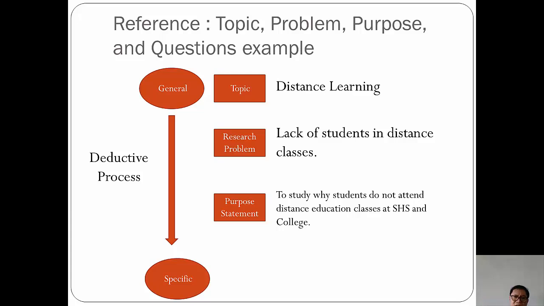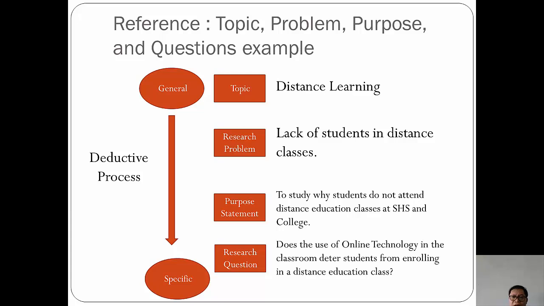Then you narrow down. This is now your last, the research question: does the use of online technology in the classroom deter students from enrolling in the distance education class? So, your source of data or the problem comes first, then your survey. What deters them, what hampers them, what persuades them not to attend school.